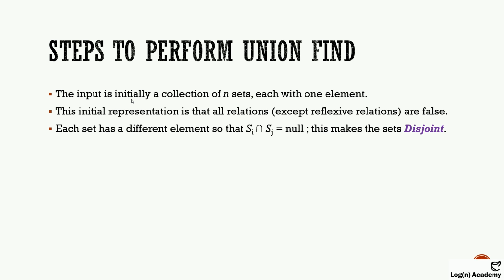Each set has a different element, so that Si intersection Sj is equal to null. This makes the sets disjoint. So every element was different. Every element was in its own set, right? So the intersection is actually null.